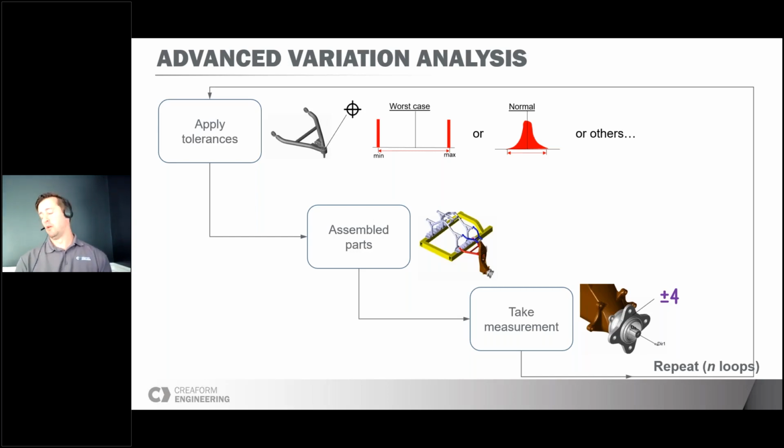and then finally you'll put your measurements that you want. So we had an example with the wheel position of ±4. So we can highlight the surface or put a point over here and say, okay, I want this point to stay within ±4 millimeters.